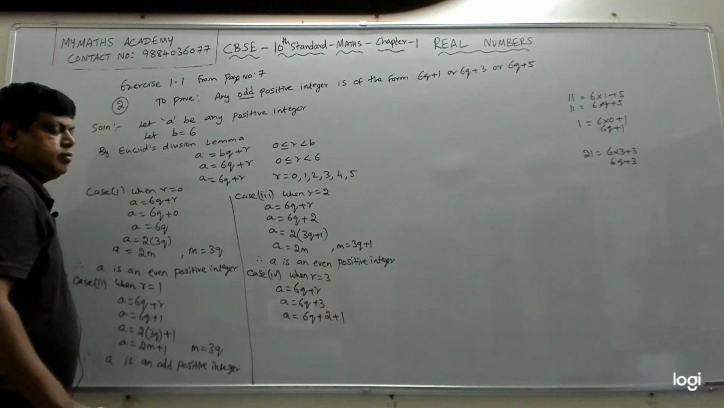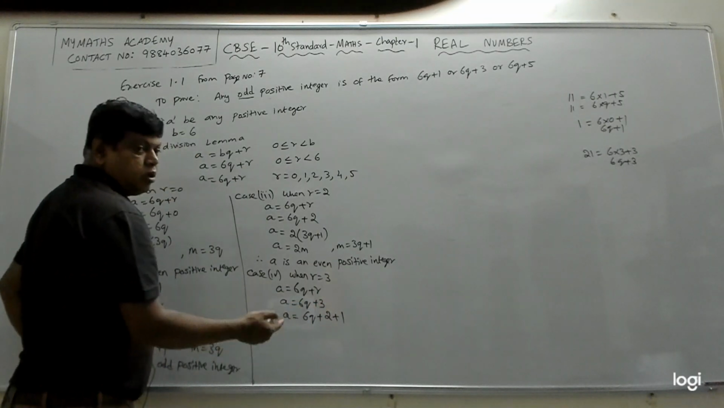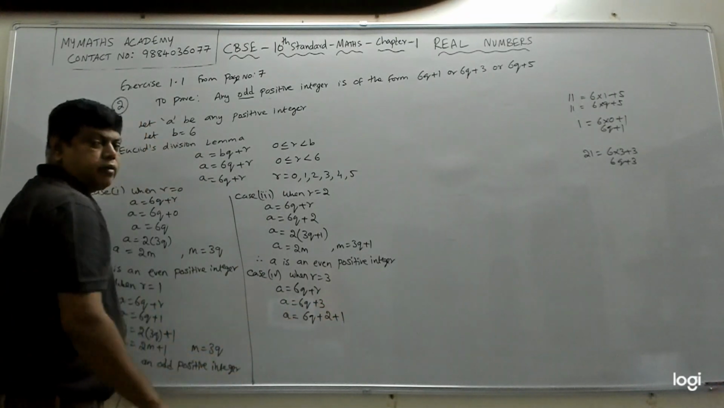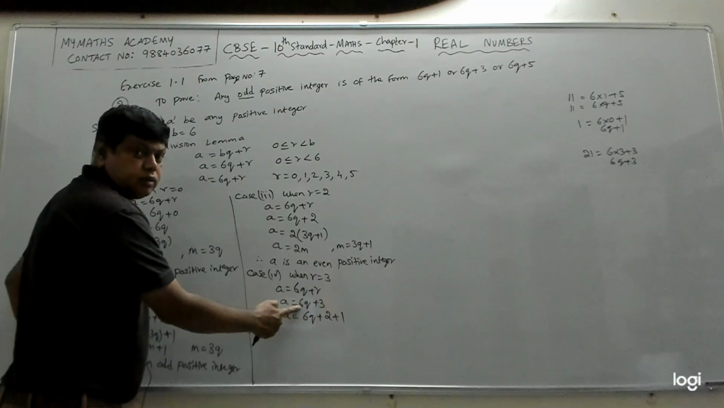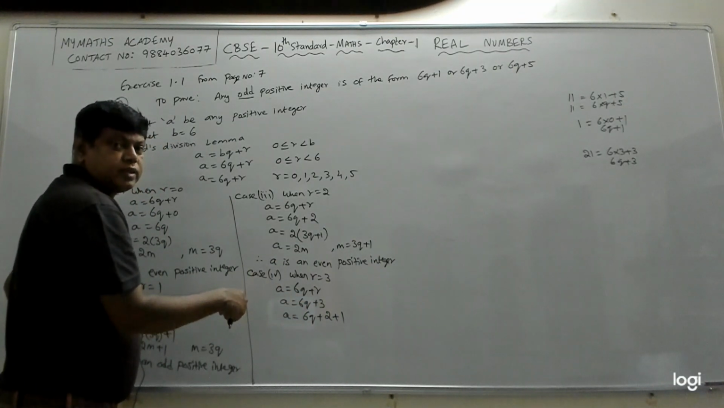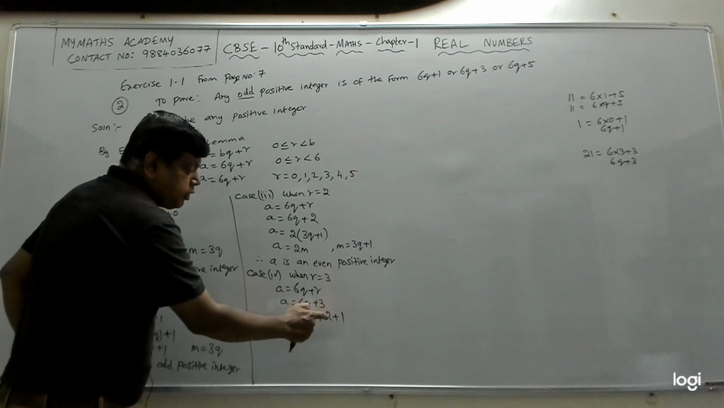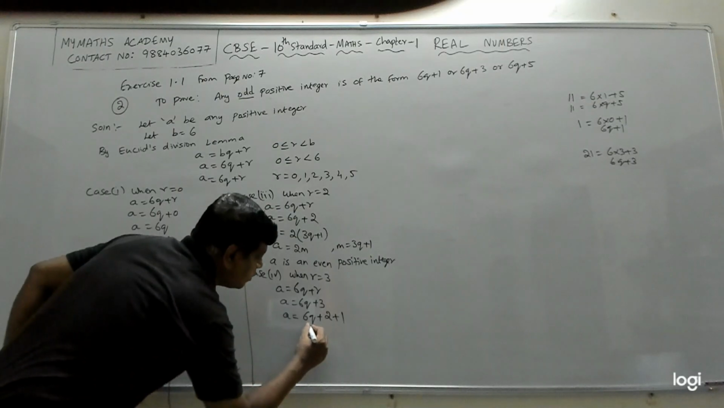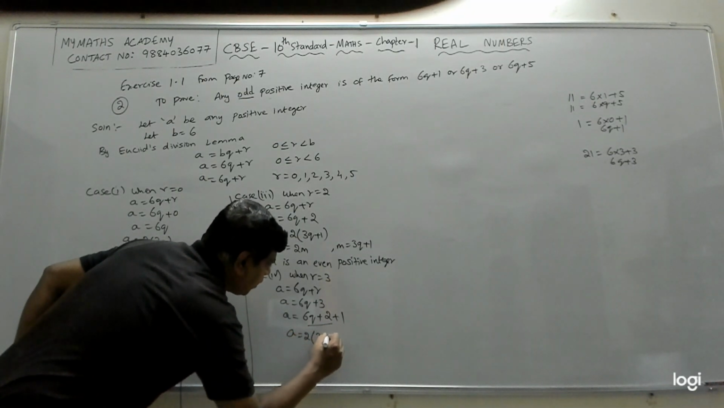Either I should be able to take 2 common from both, or I should get a 1, then 2 I cannot take common. Only if you take 2 common can you show this as even. If you cannot take 2 common, then break your 3 into 2 plus 1. Now from these two I will take 2 common, then I will get 3q plus 1.